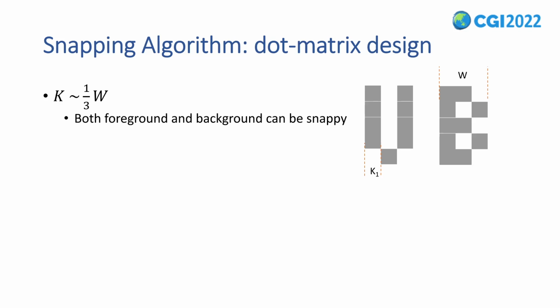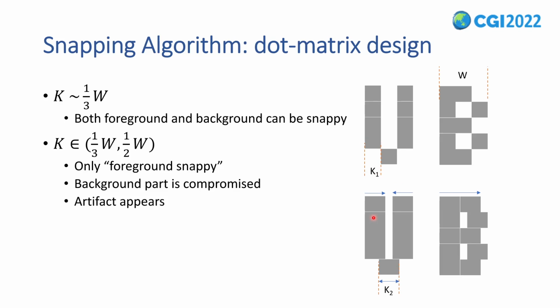But there is another compromise that we can make if the width of the letter is constrained but a larger kernel is present. The design can accommodate kernels of size up to half of the width. Single dot blocks on the side grow inwards to match the kernel size, and then blocks that had 2 consecutive blocks grow to the other side. However, the background parts are no longer snappy, so we call this foreground snappy. And of course, for a kernel size that is wider than half of the width, our design would just fail.